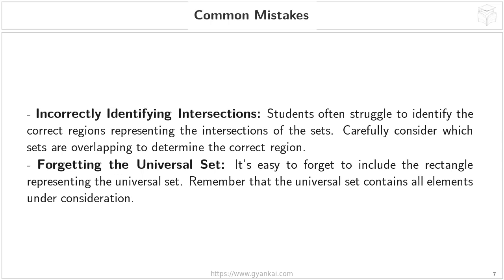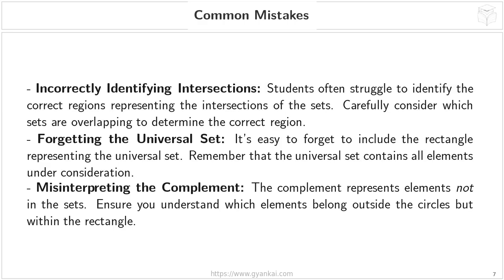Next, we have forgetting the universal set. This is a surprisingly common error. Remember that large rectangle we drew around the circles? That represents the universal set, everything we're considering in the problem. It's easy to get focused on just the circles themselves, but the rectangle is crucial. It reminds us that there might be elements that don't belong to any of our sets A, B, or C, so the universal set should always be included in your diagrams.